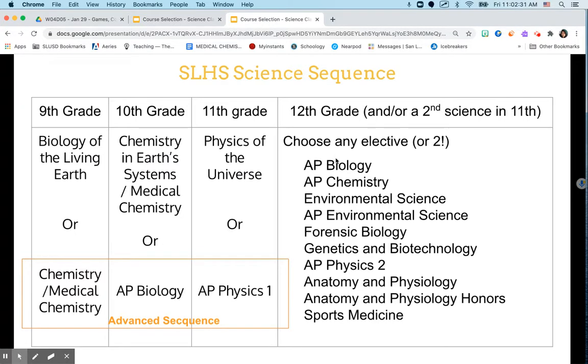Additionally, if you are currently a freshman taking my class, so you're currently in medical chemistry, next year you have the option to take AP Biology or AP Physics 1, and then these 12th grade options.